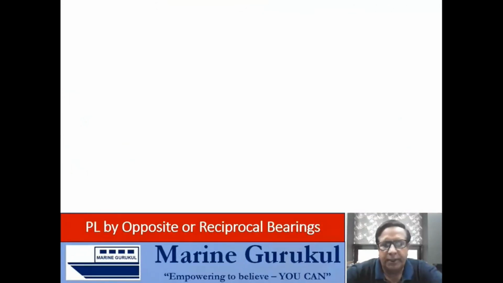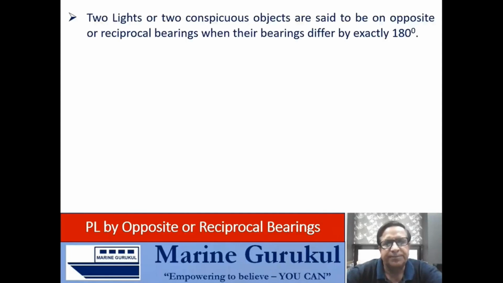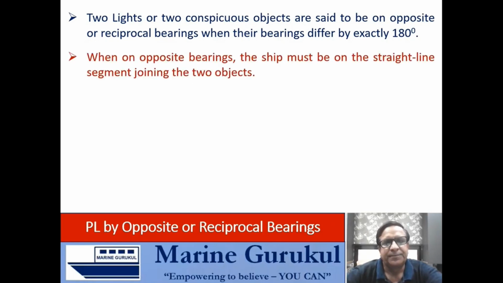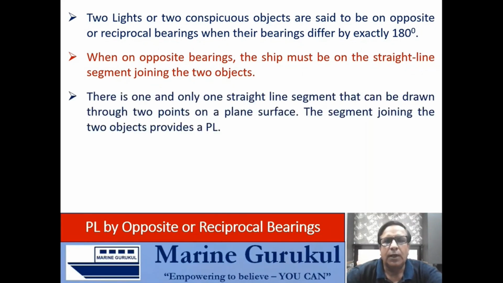Next is PL by opposite or reciprocal bearings. Two lights or conspicuous objects are said to be on opposite bearing or reciprocal bearing when their bearings differ exactly by 180 degrees. When on opposite bearings, the ship must be on the straight line segment joining the 2 points or the objects. There is one and only one straight line segment that can be drawn through 2 points on a plane surface. The segment joining the two objects or the points provides the position line.